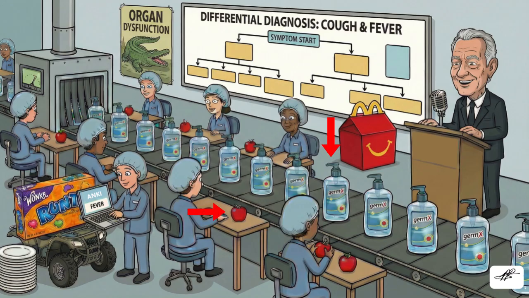Additionally, see how each worker has an apple? And remember how an apple is our symbol for myeloid, because apple in Greek is Milo, and Milo sounds like myeloid? So put the apples together with the Germ-X factory line and we'll remember myeloid neoplasms with germline predisposition.